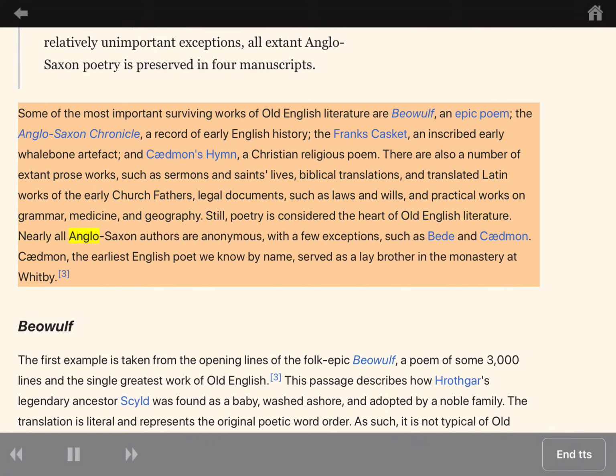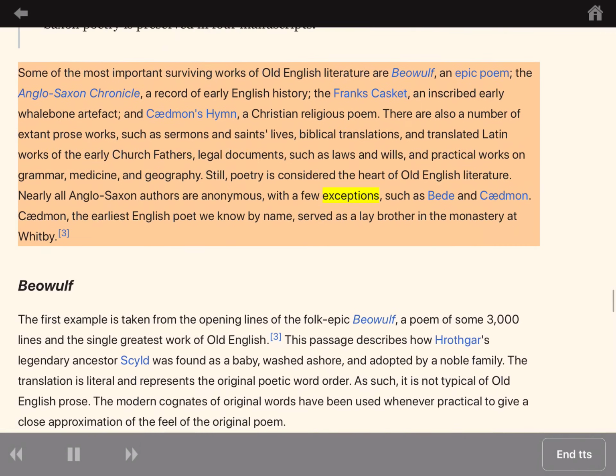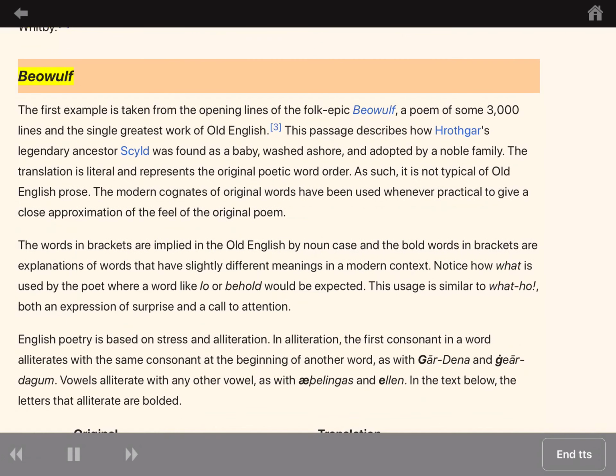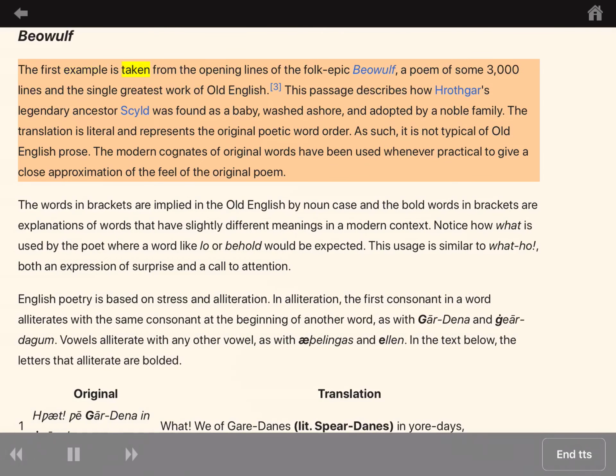Nearly all Anglo-Saxon authors are anonymous, with a few exceptions, such as Bede and Caedmon. Caedmon, the earliest English poet we know by name, served as a lay brother in the monastery at Whitby. Beowulf. The first example is taken from the opening lines of the folk epic Beowulf, a poem of some 3,000 lines and the single greatest work of Old English.